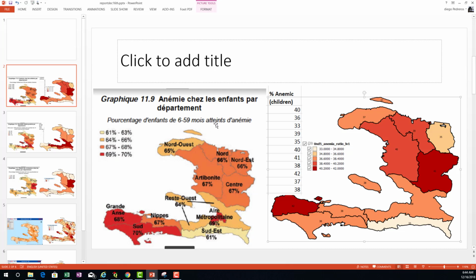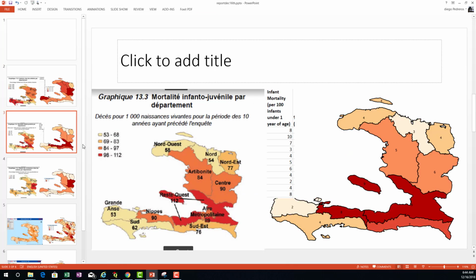Okay, so that's the anemia part. But then this is the infant mortality. Even though the colors look somewhat similar, the values are very different. We got these values from up to 10, and these values are from 50 to 112. So I don't know why there is a difference in values.